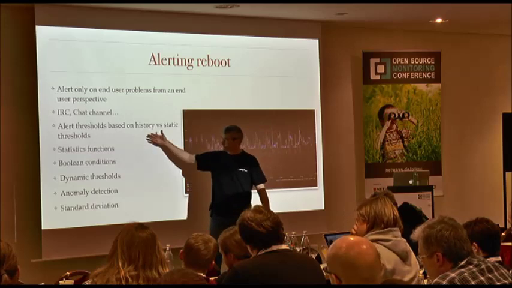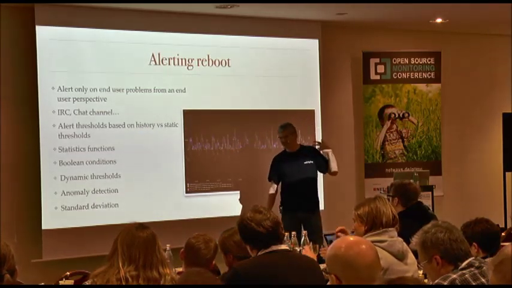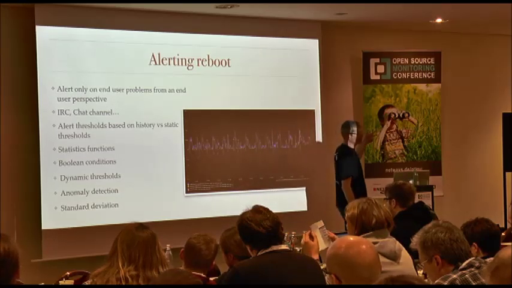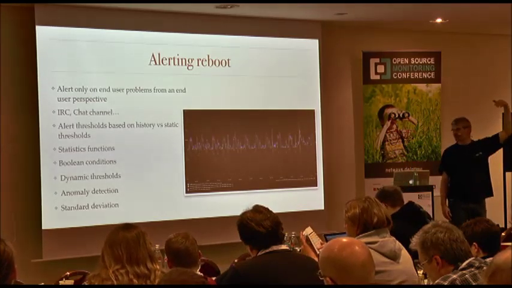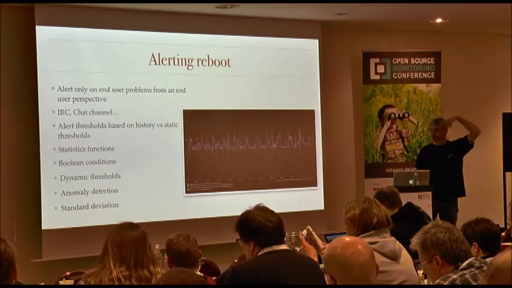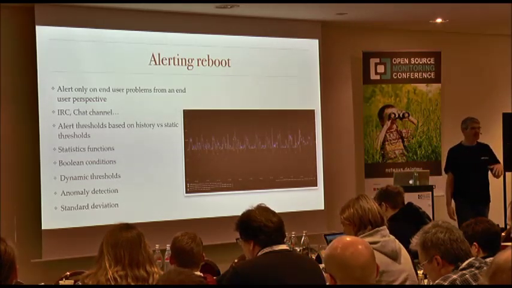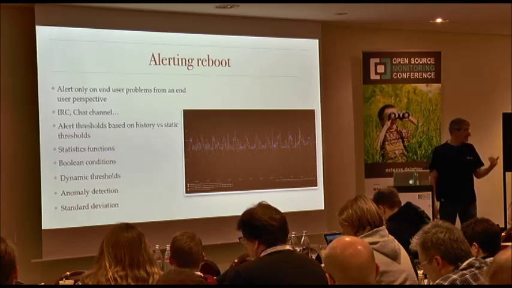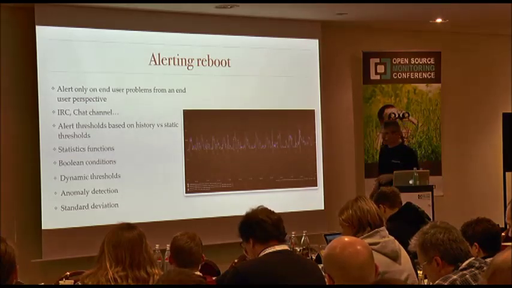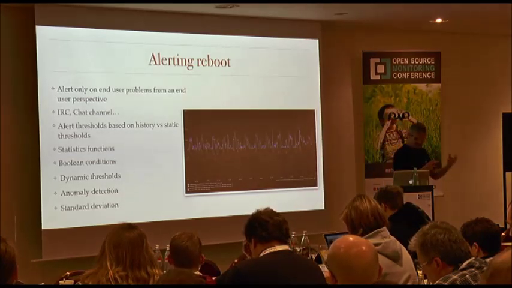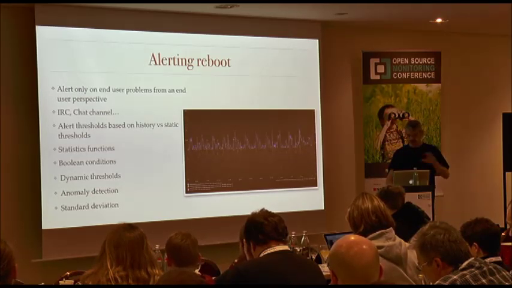And for alerting, I also want statistic functions, dynamic thresholds, I told you, and I want anomaly detection. CPU going upper 100% is not anomaly detection. But if at a time the CPU is 5% and one day it's 200%, it's something I want to know. Standard deviation is also something interesting because you can follow what's going on or not.